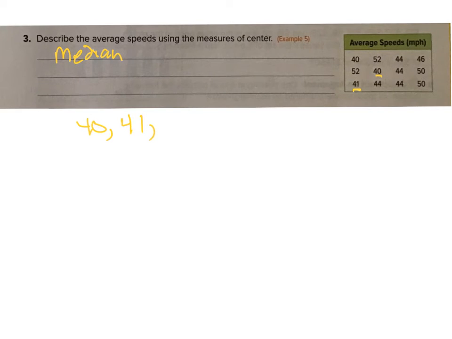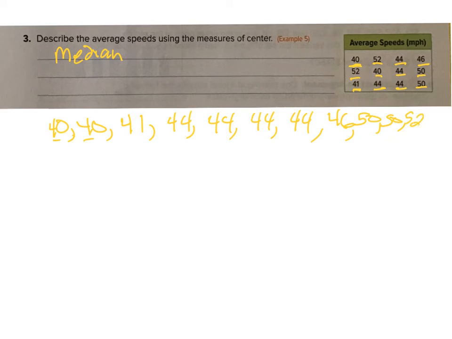And then, how about, oh my gosh, I made a mistake. Because I underlined it, I had two 40s. So I got to put that back here. So I have a 40, and then a 41. The reason why I underline it is because I just missed one, so I want to make sure I'm getting it. Now, there's 1, 2, 3, 4 44s. I have a 46. Then I have a 50. I have two 50s. And then I have a 52 and a 52.